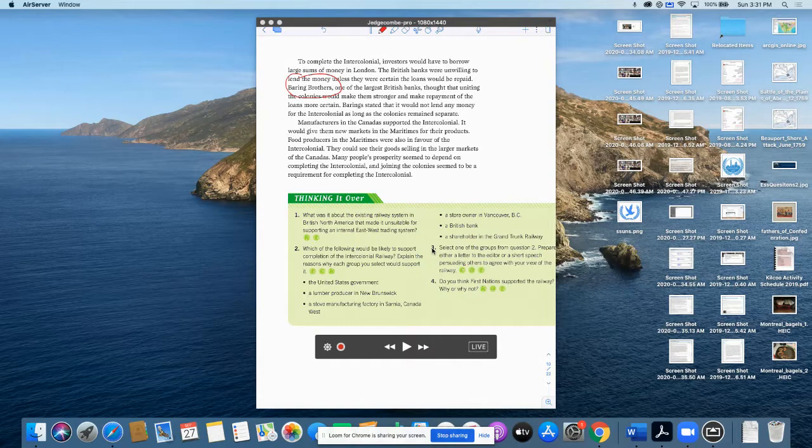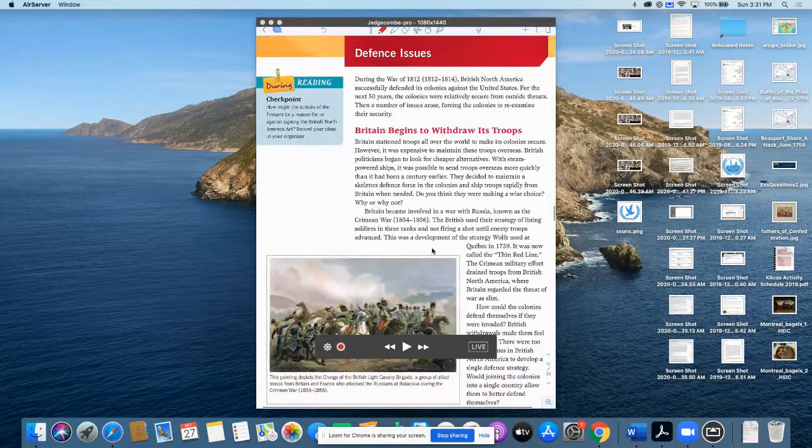So if the colonies united, then there would be a better chance that the money would get paid back, and then they would get the money. Whereas if they remained separate, then that would be a problem, and you're most likely not going to get the money. So there's transportation issues. There's also defense issues as well.